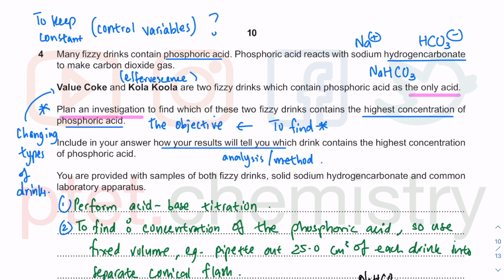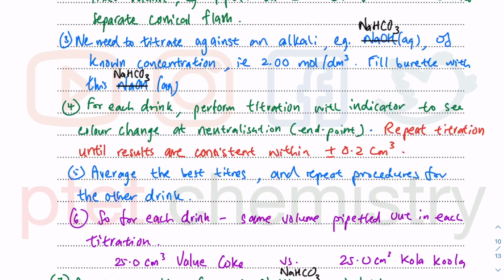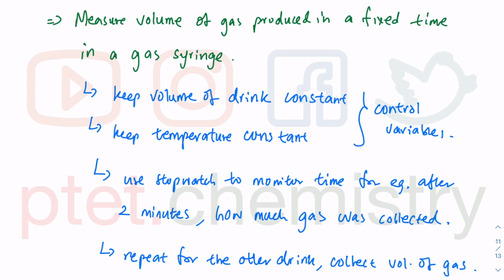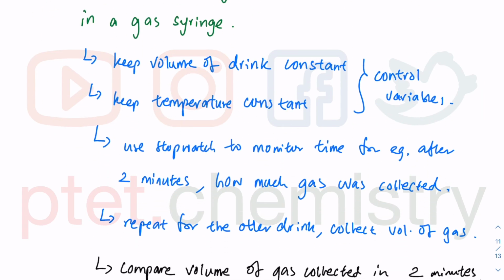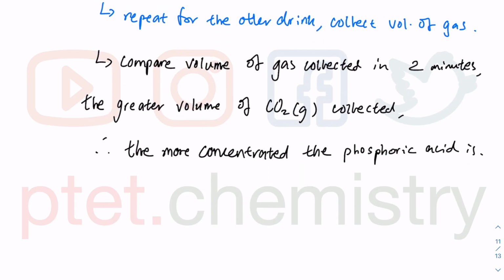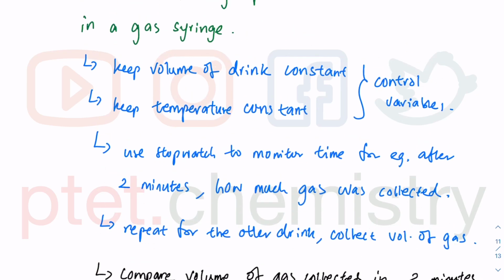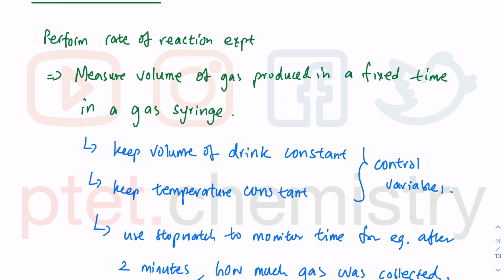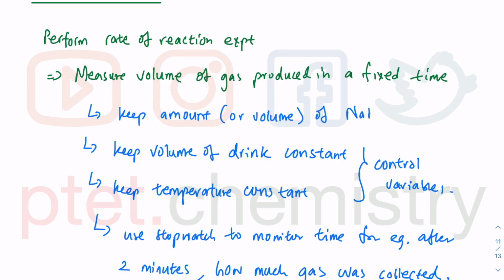The titration method was one thing, but sodium hydrogen carbonate could also be used for this reaction here. We could use a solution of it, or we could use a solid. We have to keep the same amount, so I must say use the same amount or volume. I don't know whether we use solid or solution, but this keeps the amount of sodium hydrogen carbonate constant, because if you use more of it, of course you might get more carbon dioxide.